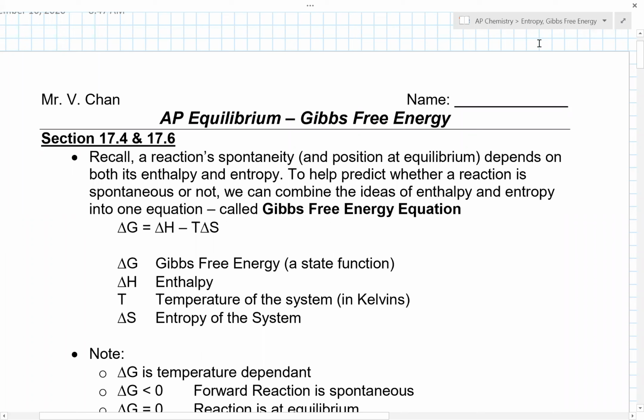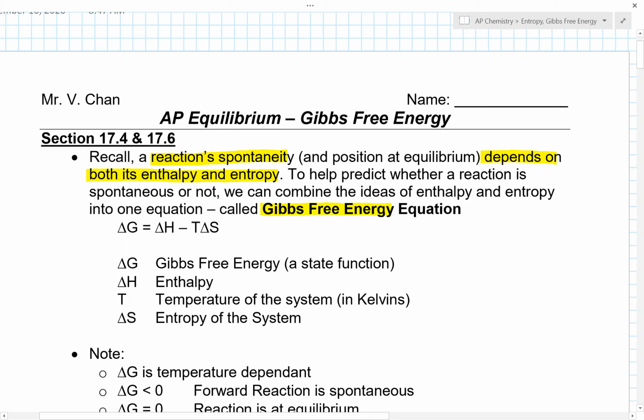Today we're going to talk about something called Gibbs free energy. Now, this relates back to equilibrium and the idea of how equilibrium is related to enthalpy and entropy. Remember, a reaction's spontaneity depends on both its enthalpy and entropy. So to help predict whether a reaction is spontaneous or not, mathematically, we can combine the ideas of enthalpy and entropy into one equation called Gibbs free energy.